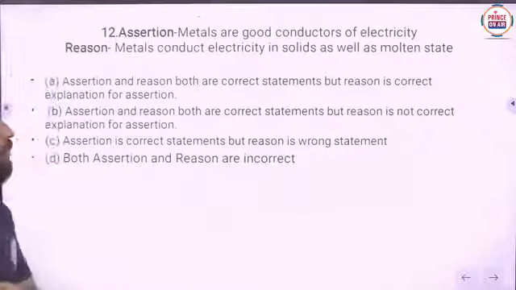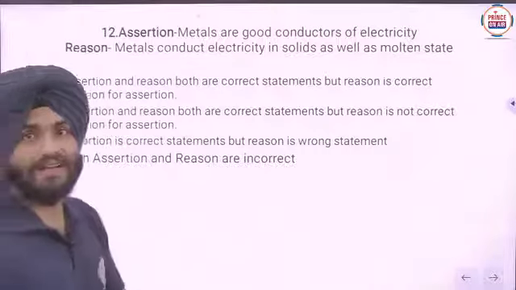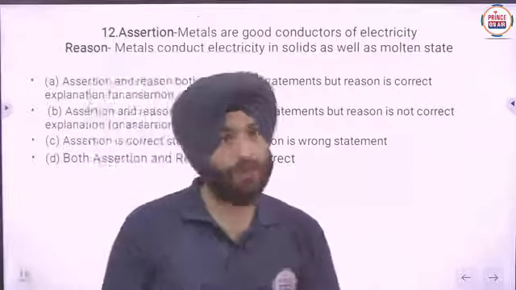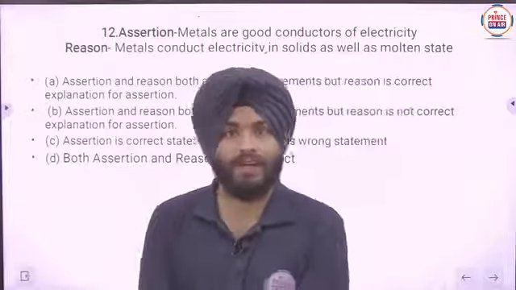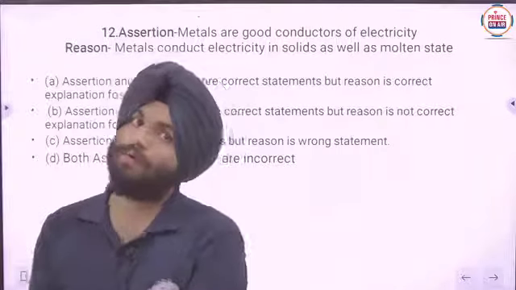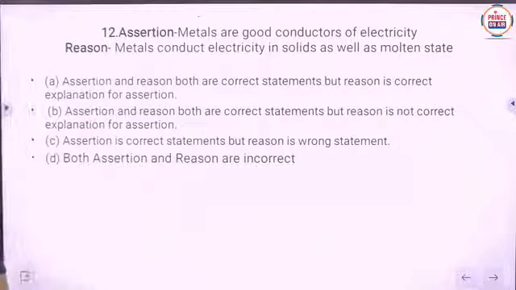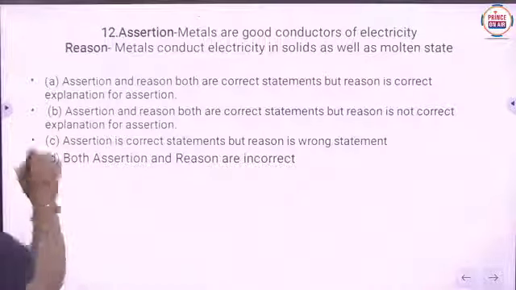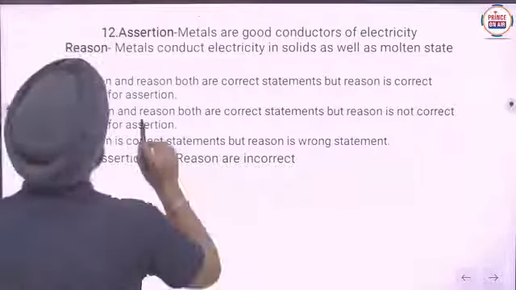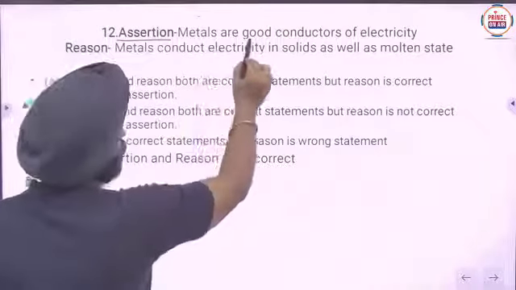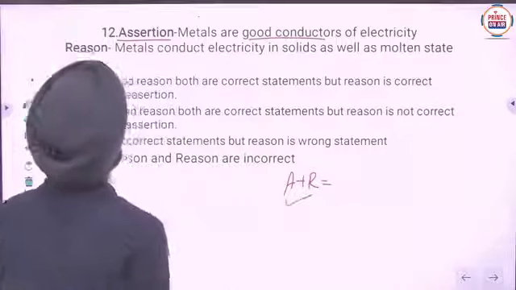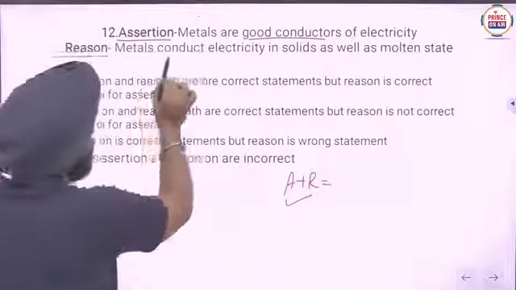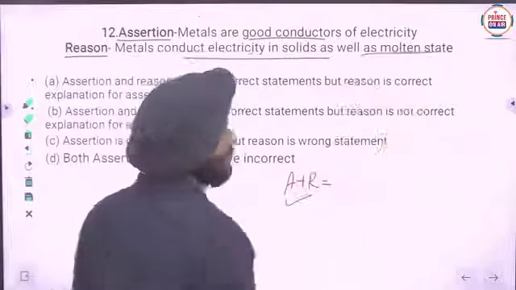Next is assertion: metals are good conductors of electricity. Reason: metals conduct electricity in solid as well as in molten state. So try to do that question yourself first. Now check it out. Assertion: metals are good conductors of electricity.